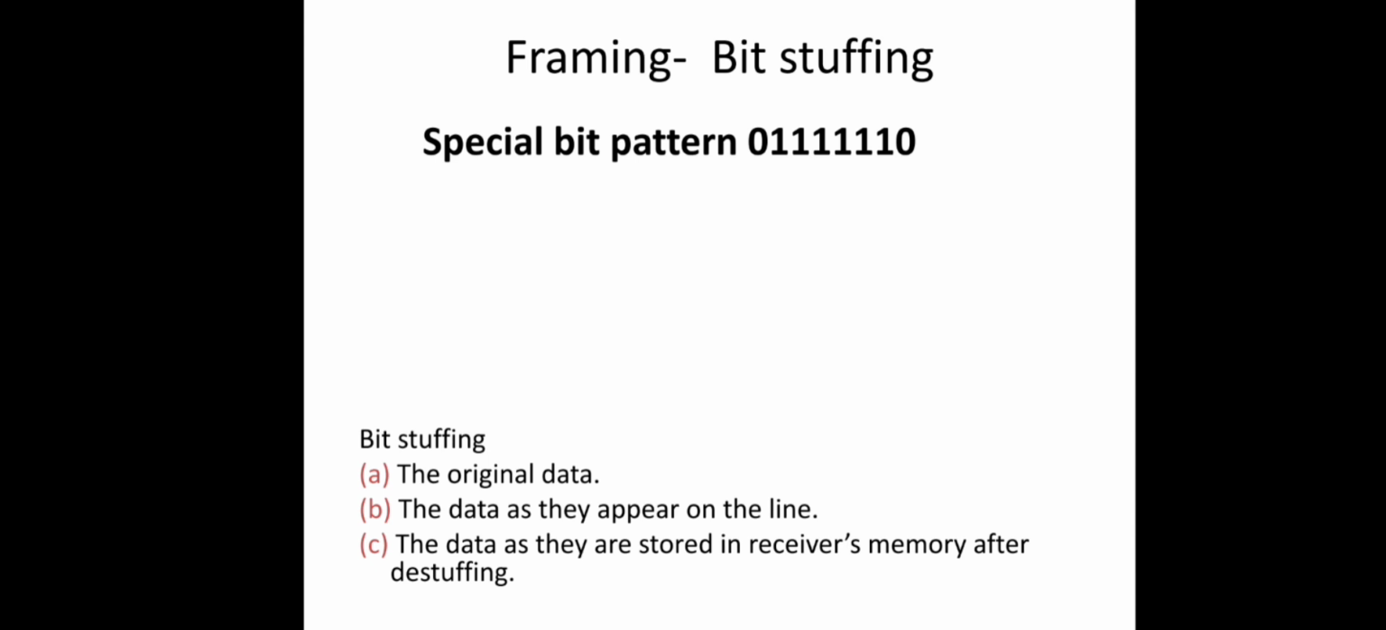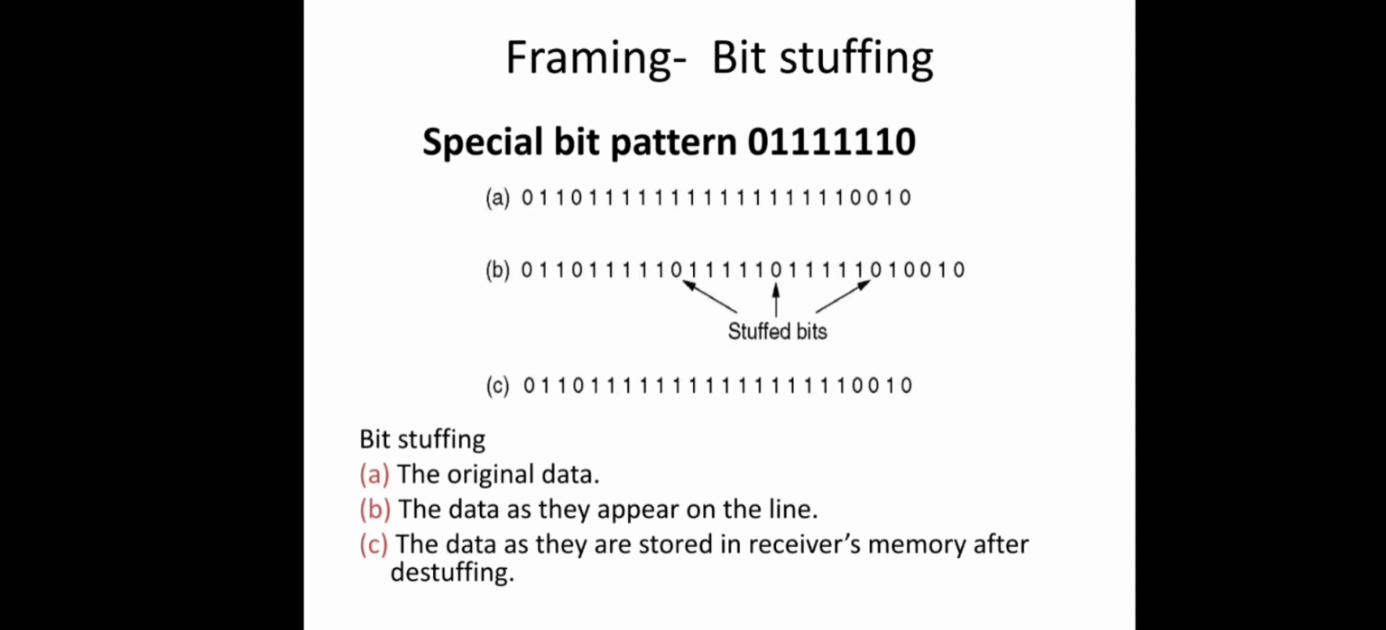So before that, to solve this issue, we are using bit stuffing. In bit stuffing, whenever we have the data part, this is the original data, we have to frame it. And we have one more method for framing, right?